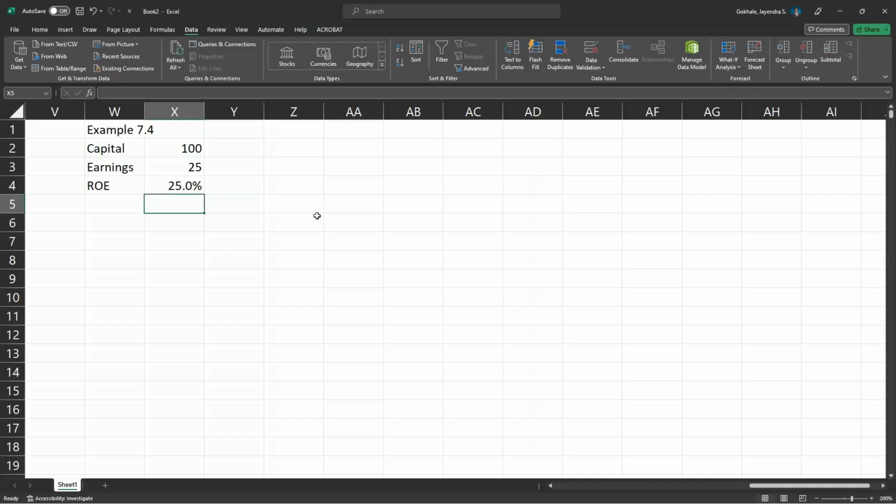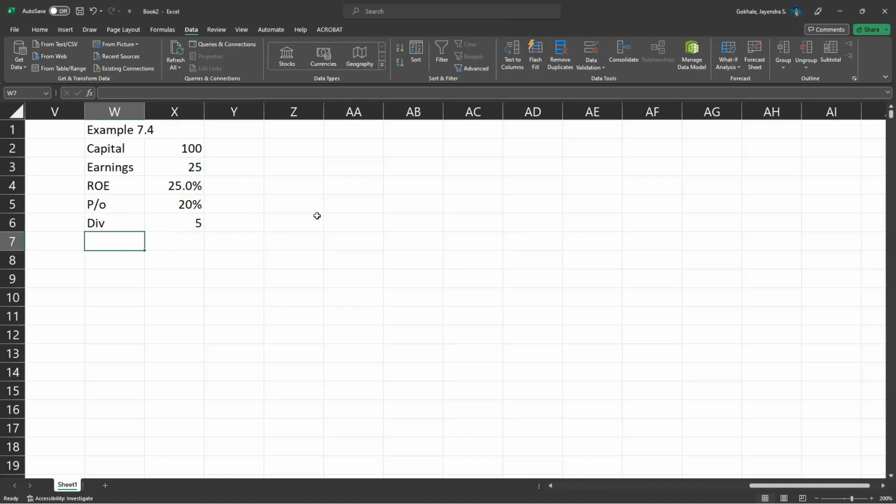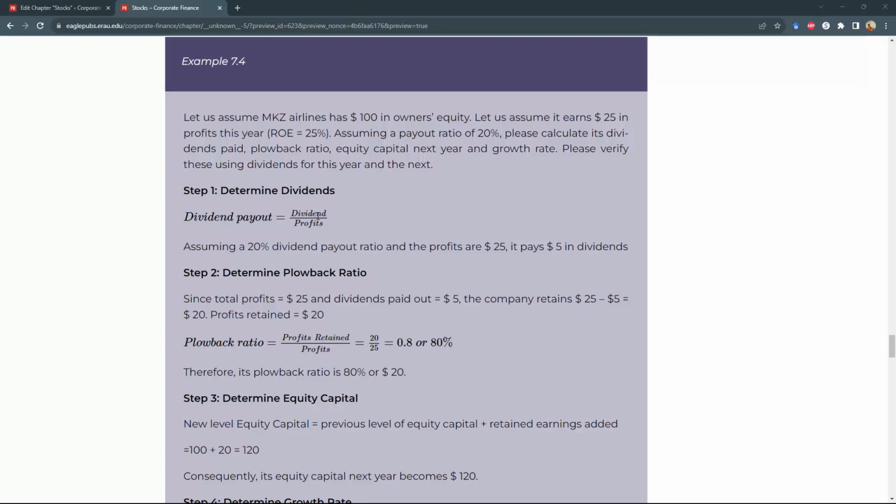Assuming a payout ratio of 20%. So payout, that means dividend. Dividends paid out by the company are earnings times 0.2, 20%. So payout is 20%. Let's just connect this. So this times that is $5. That's a dividend. So we have to find out the dividends paid.